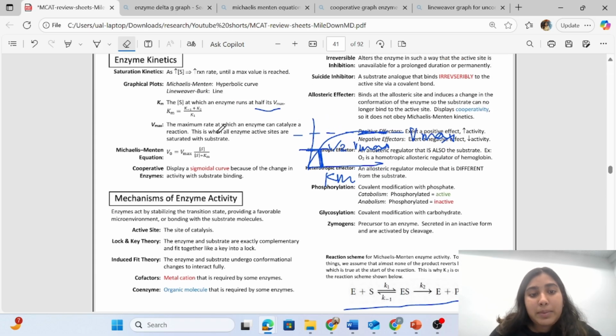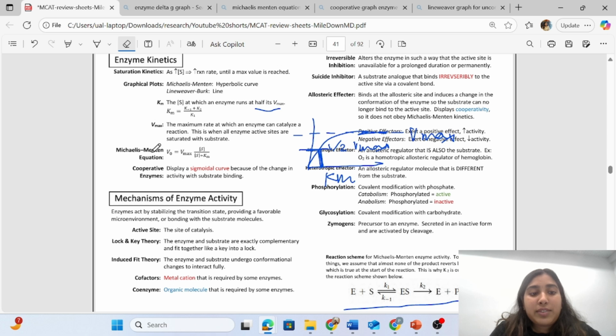Vmax, as you saw, is the maximum rate at which an enzyme can catalyze the reaction. This is when all the enzyme's active sites are saturated with the substrate. As I told you, 10 substrates, 10 enzymes. If you add more substrate, nothing will happen. It's the saturation point of that enzyme.